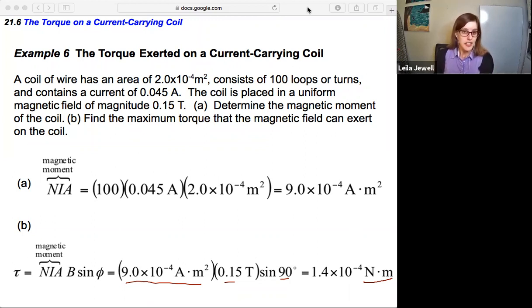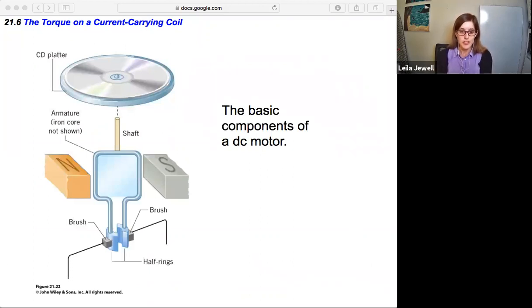So this gives us an example of the torque exerted on a current carrying coil, and you might be wondering, why do we care? Well, one important application of this is the concept behind a DC motor. A DC motor is when you have a source of direct current, like a battery, and it makes something spin. So a basic little motor is often a DC motor.